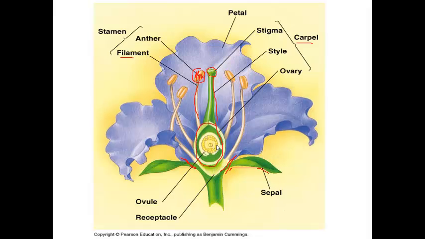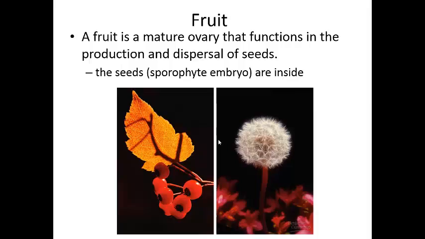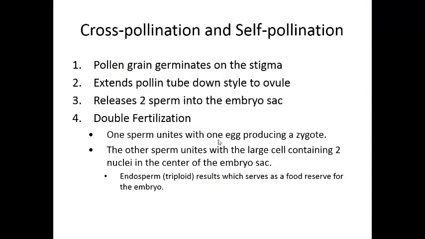Inside the ovary we find the ovule. The ovule is the female gametophyte. It produces the female gametes. It produces the eggs or the ova. Here we see how reproduction takes place in plants.